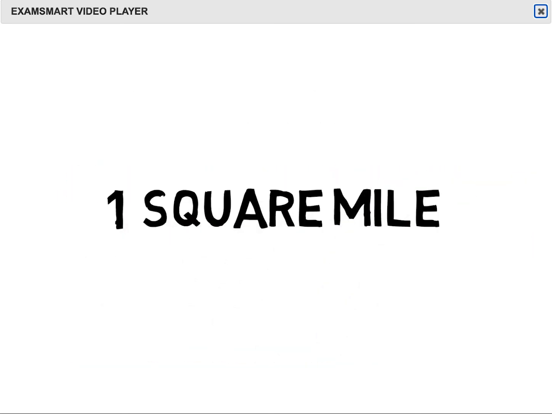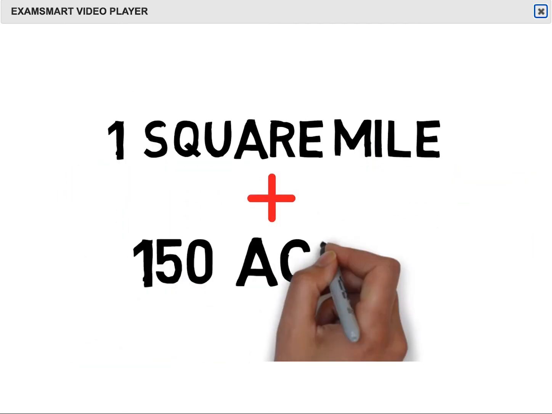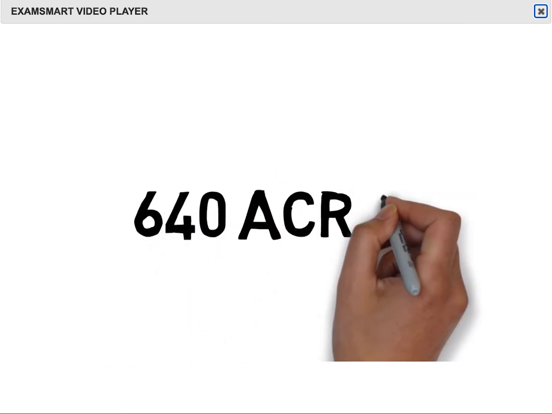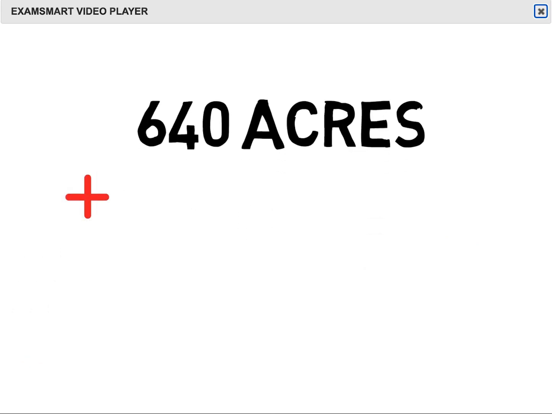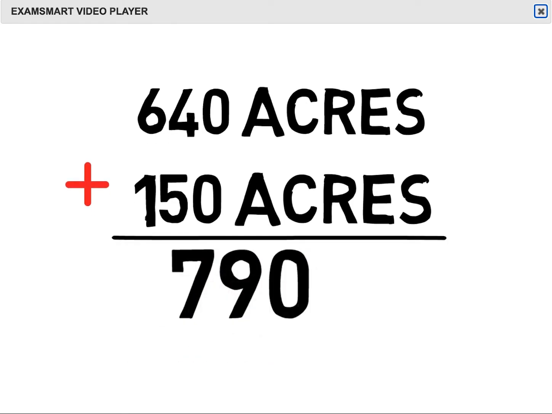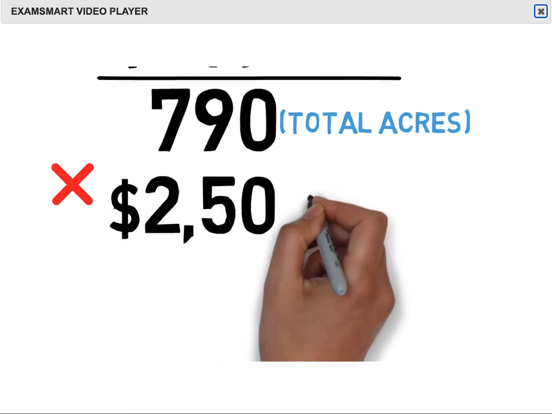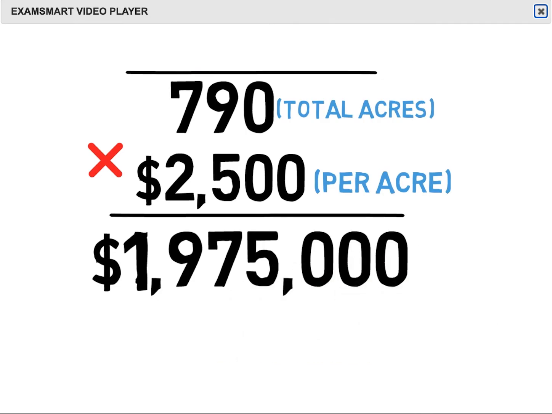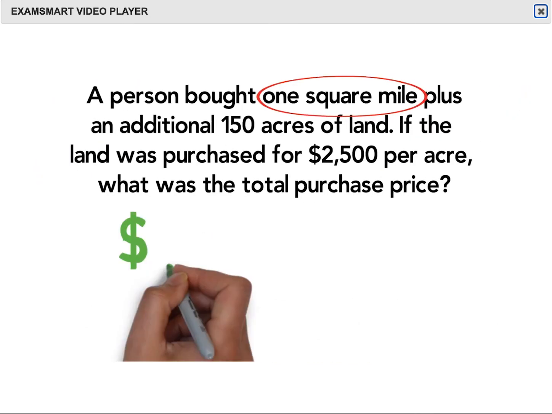So if a person bought 1 square mile plus an additional 150 acres, to figure out the total, we would have to add 640 acres for the 1 square mile plus 150 extra to get a total of 790 total acres of land purchase. In this case, the purchase price is $2,500 per acre. So to finish up, we'll take 790 acres times $2,500 per acre to arrive at a total purchase price of $1,975,000, and that would be our answer.